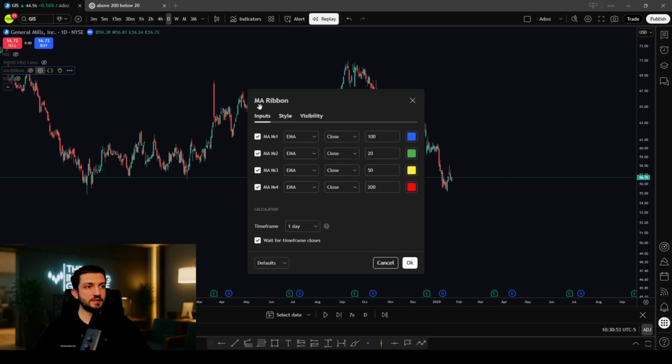Our second tool is the MA ribbon. Here are my settings for the MA ribbon. I choose exponential moving average, called EMA. Time frame should be daily, and for this strategy we need the 20, 50, 100 and 200 daily EMA. Let's close this one also.